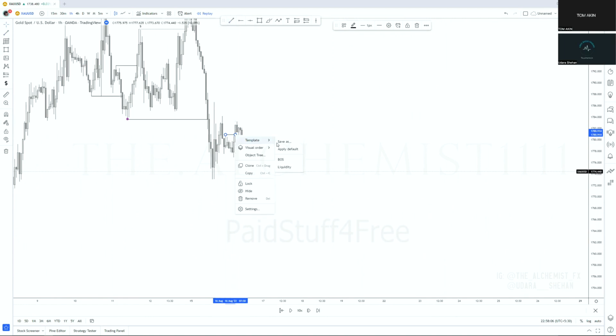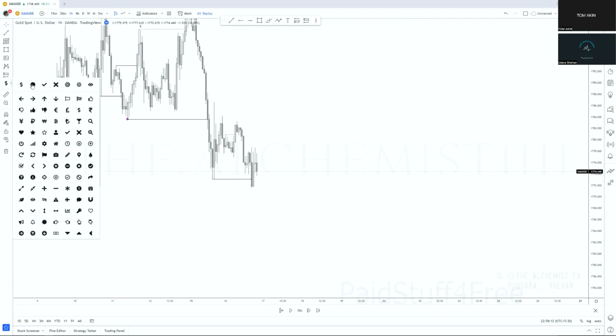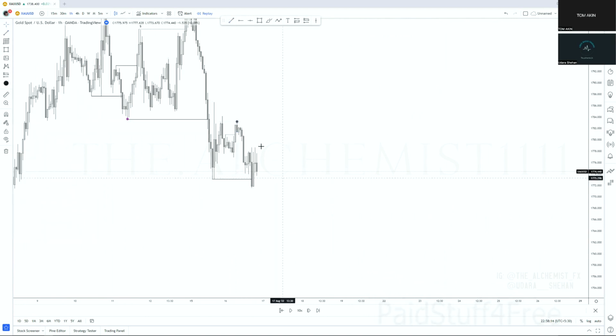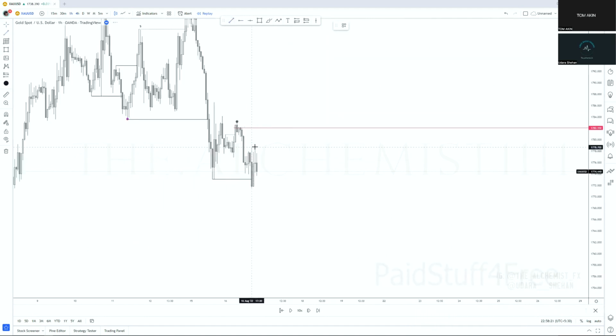Stop hunt. Major break. Strong high. That's the high of the range. Higher time frame point of interest. Rejection block. 1 hour. Liquidity.